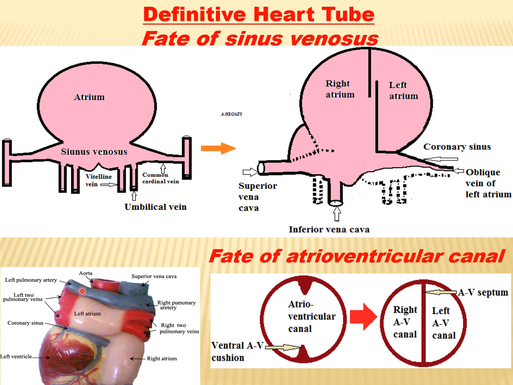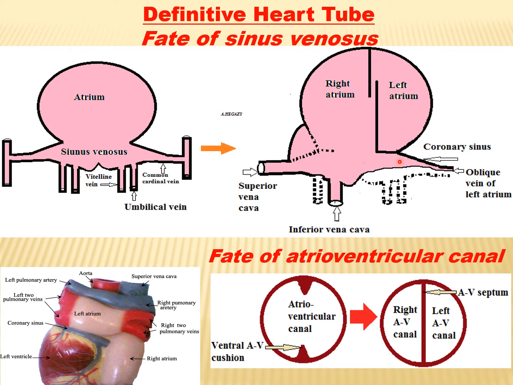This is the posterior view of the adult heart. This is the coronary sinus on the back of the heart. The coronary sinus, as we know, receives the venous drainage of the heart and opens into the right atrium. So the left horn of the sinus venosus forms the coronary sinus that opens into the right atrium here.